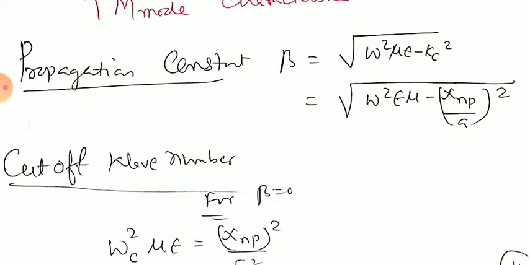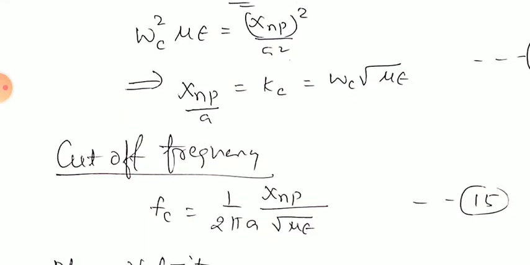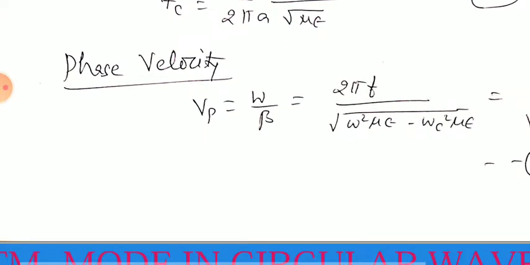So this is the beta. Now the cutoff wave number for beta equal to 0. Use beta equal to 0 in the above equations, that is omega c square mu epsilon equal to xnp square by a square. So xnp by a equal to kc equal to omega c root of mu epsilon, and the cutoff frequency fc is 1 by 2 pi a, xnp by root of mu epsilon.